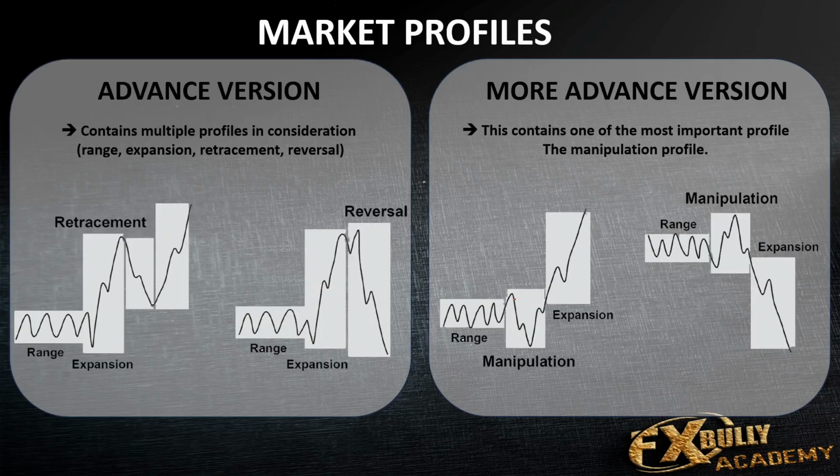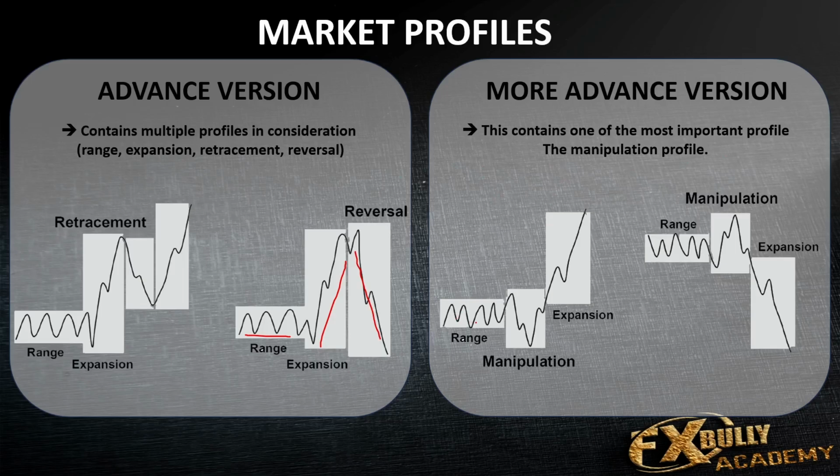We then have the advanced version. This advanced version contains multiple profiles in consideration. We have a ranging profile, an expansion profile, and a retracement profile. And then we have a ranging profile, an expansion profile, and a reversal profile. And then we look at the more advanced version of this, which contains one of the most important profiles, which is the manipulation profile.